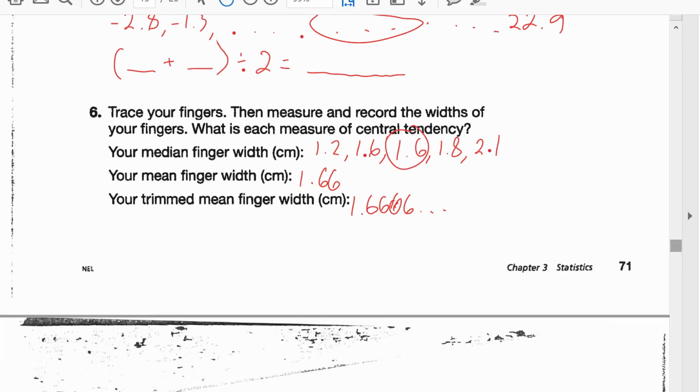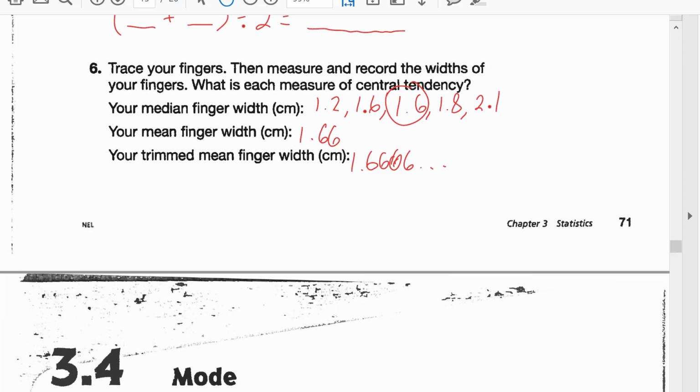So pretty simple. Okay, that's it for 3.3. Next video is 3.4, mode.